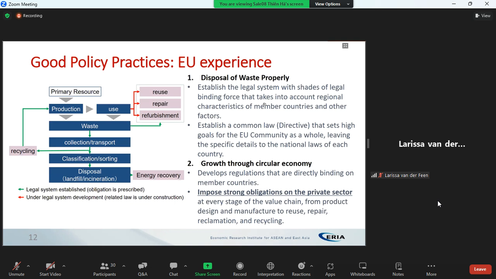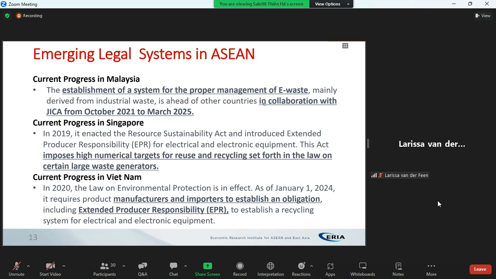Among the three countries I listed, Malaysia is establishing a system for proper management of e-waste. Singapore enacted the Resource Sustainability Act in 2019 and introduced extended producer responsibility for electrical and electronic equipment. In Vietnam, the Law on Environmental Protection took effect in 2020, and as of January 1st next year it requires product manufacturers and importers to meet obligations, including EPR, to establish a recycling system for electric and electronic equipment. Maybe it's better to skip that.